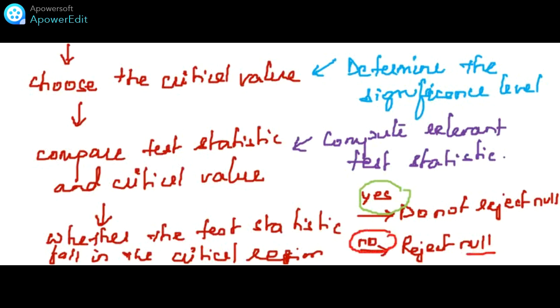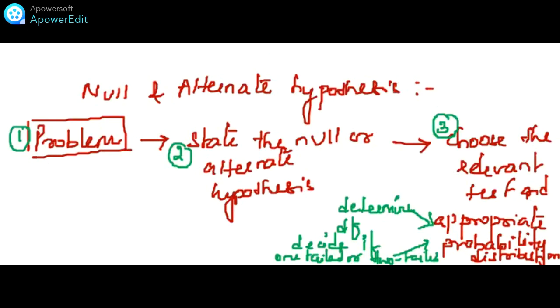Okay, so I repeat once again how you will do the test for the null hypothesis and the alternate hypothesis. First, you have to define your problem. Second, state what the null hypothesis is and what the alternate hypothesis is. For example, whether there is an association between two variables or not, whether there is deviation from the mean value or not. Depending on that, you have to state the null or alternate hypothesis. You have to design it first.